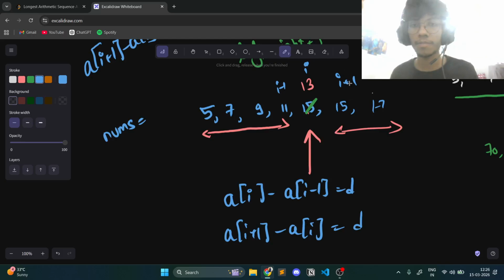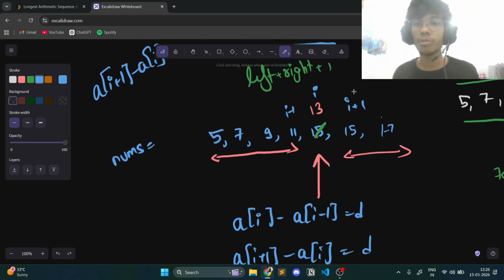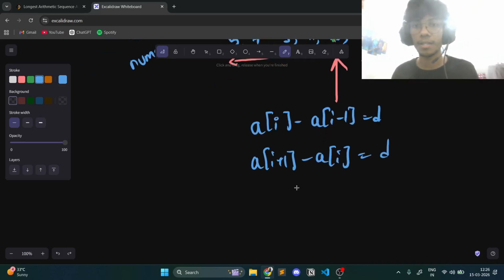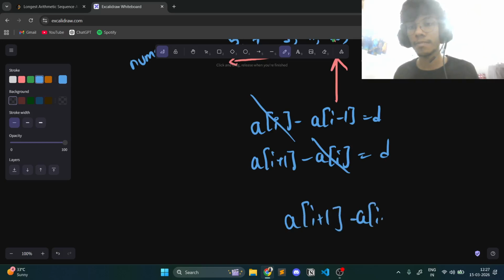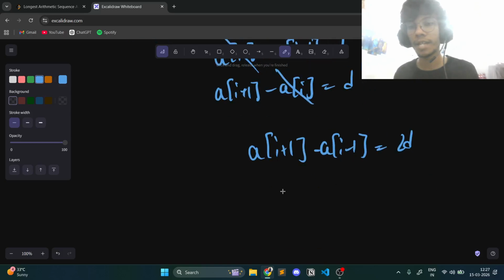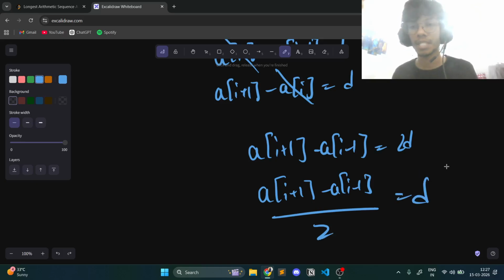So the differences of both of these things need to be constant, right? Because we are merging both the left and the right part. So both differences, A of I minus A of I minus 1 and A of I plus 1 minus A of I, need to be the same. Now when I add these equations, this and this will get cancelled, and we'll have A of I plus 1 minus A of I minus 1 is equal to 2D, or the difference would be equal to A of I plus 1 minus A of I minus 1 divided by 2. This is my difference.